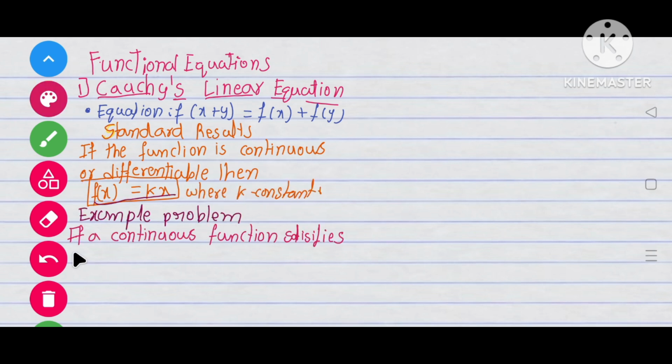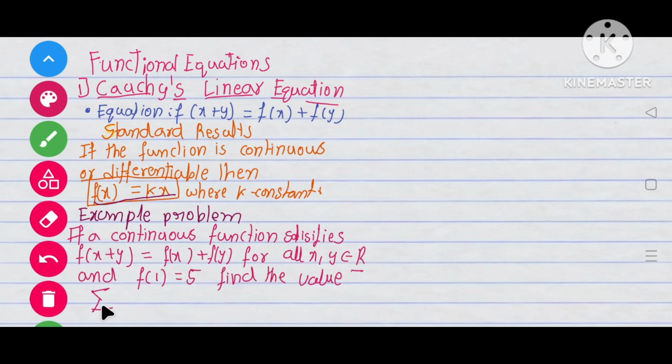Example problem. A continuous function satisfies f of x plus y is equal to f of x plus f of y for all real values, and f of 1 is equal to 5. Find the value of the sum of f of n, n is equal to 1 to 10. Solution.